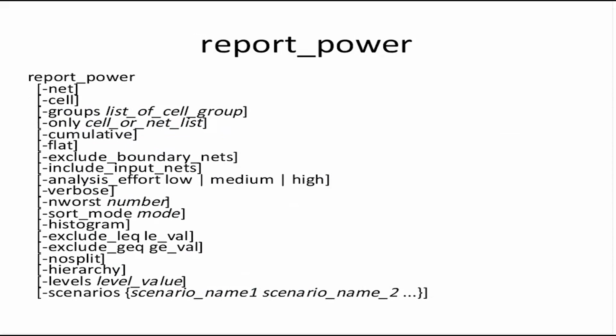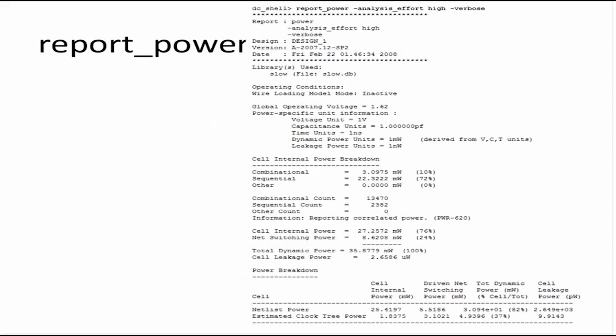Report power has many options. We'll probably see a few of those in the lab. You can read the man page. This is the report power report. It tells us the global operating voltage, this is the VDD. It tells us what the units are. The leakage power unit is picked up directly from the library. The dynamic power unit is derived from the voltage, capacitance, and time units.